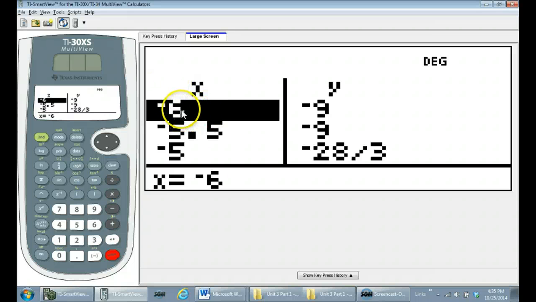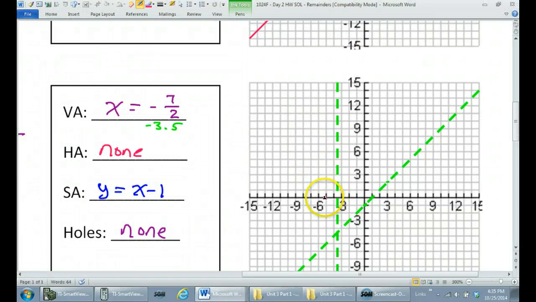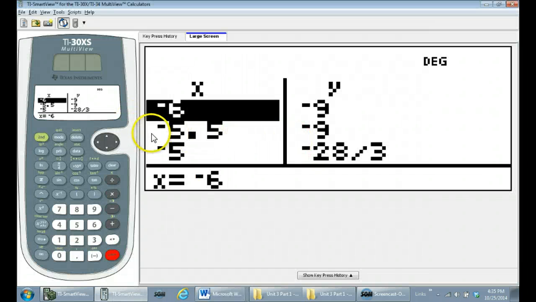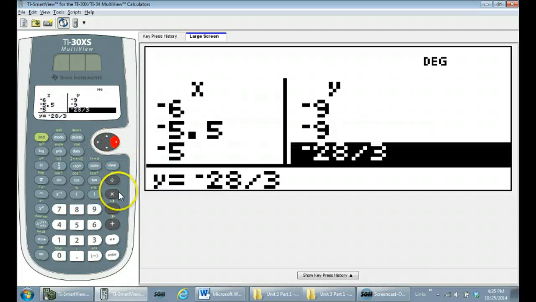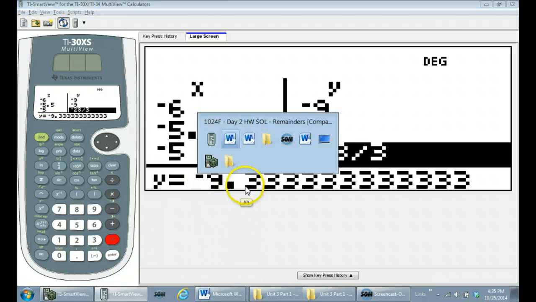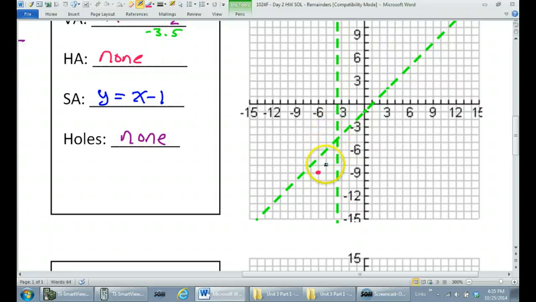Okay, so at negative 6, we have a value of negative 9. At negative 5, we're at negative 9.3. Okay, so that's just down just a little bit. Alright, how about at negative 4?